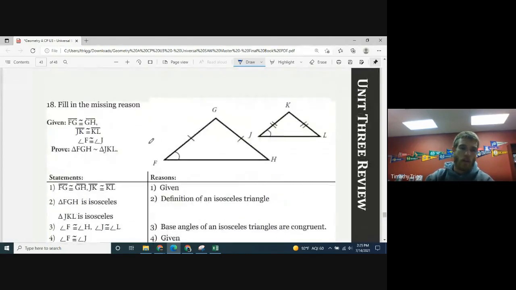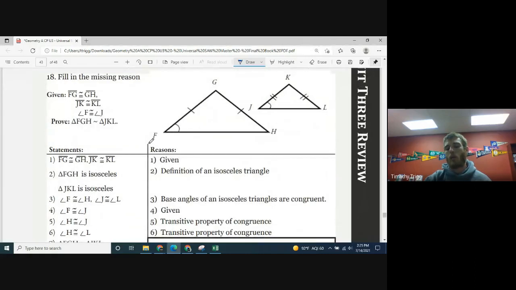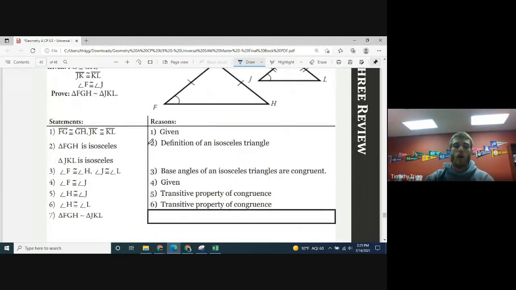Now, this one looks very complicated, number 18, but I want you to just keep in mind that all you have to do is tell me which of those three properties you're using. Are you going to be using angle, or side angle side, or side side? And that's what's going to go down here.